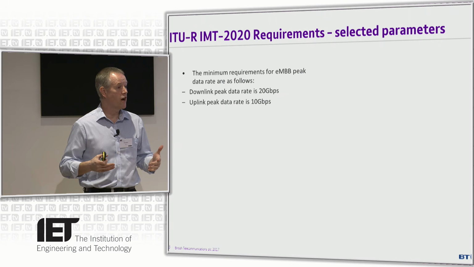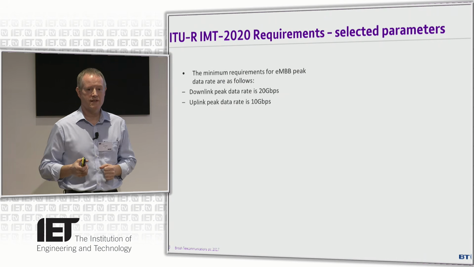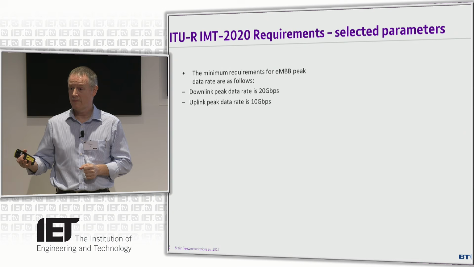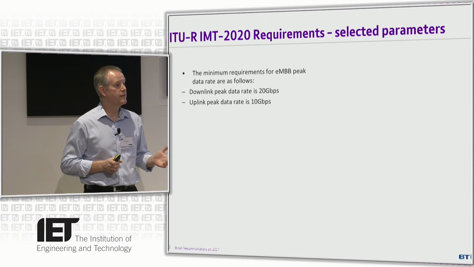So we think about a similar target in the 4G world. We set ourselves a target of 1 gigabit per second. We standardized 4G back in 2008.